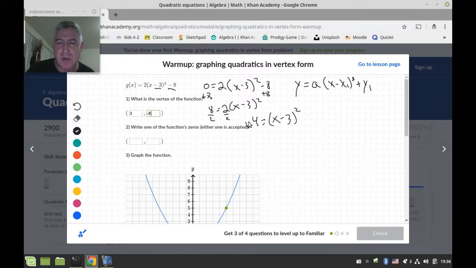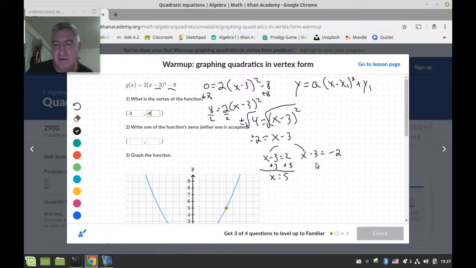And now I'm going to take the square root of both sides, and this is going to be positive and negative square root, so I'm going to have positive and negative 2 is equal to x minus 3. I'm going to break that up into 2 and say x minus 3 equals 2, and x minus 3 equals negative 2. And so that is almost there. Add 3 to both sides. x equals 2 plus 3 and negative 2 plus 3.